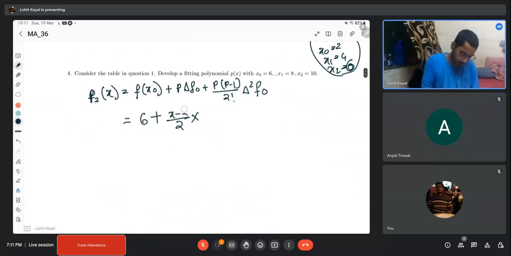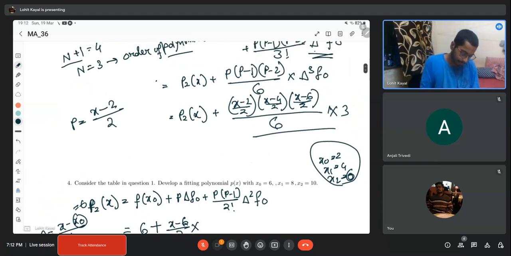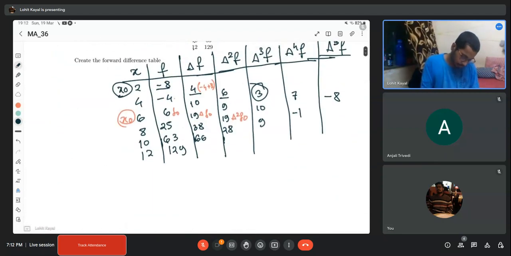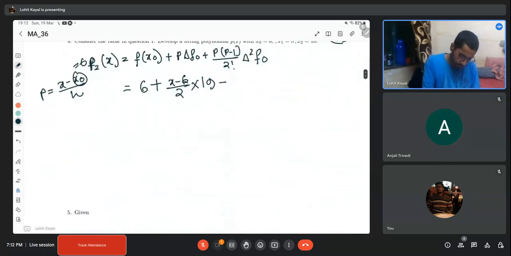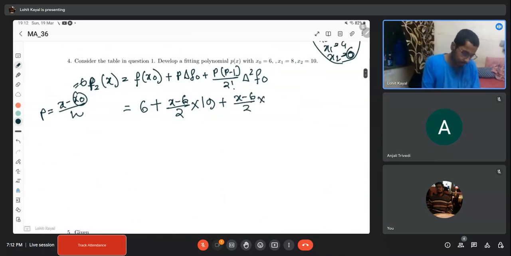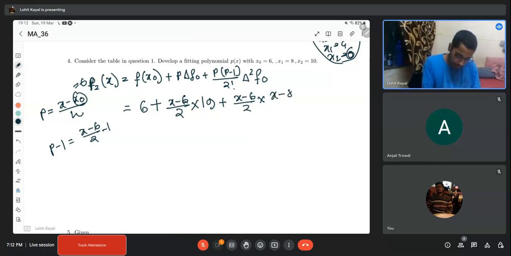Sorry, this is a mistake. This time it will be 6 because the formula of p is x minus x naught by h. Now my x naught is shifted. X naught is no longer 2, it is 6. So it will be x minus 6 by 2, multiplied into delta of f naught. What is delta of f naught? Delta of f naught is 19, plus x minus 6 by 2, that is p, into p minus 1. So p minus 1 equal to x minus 6 by 2 minus 1, so x minus 8 by 2.